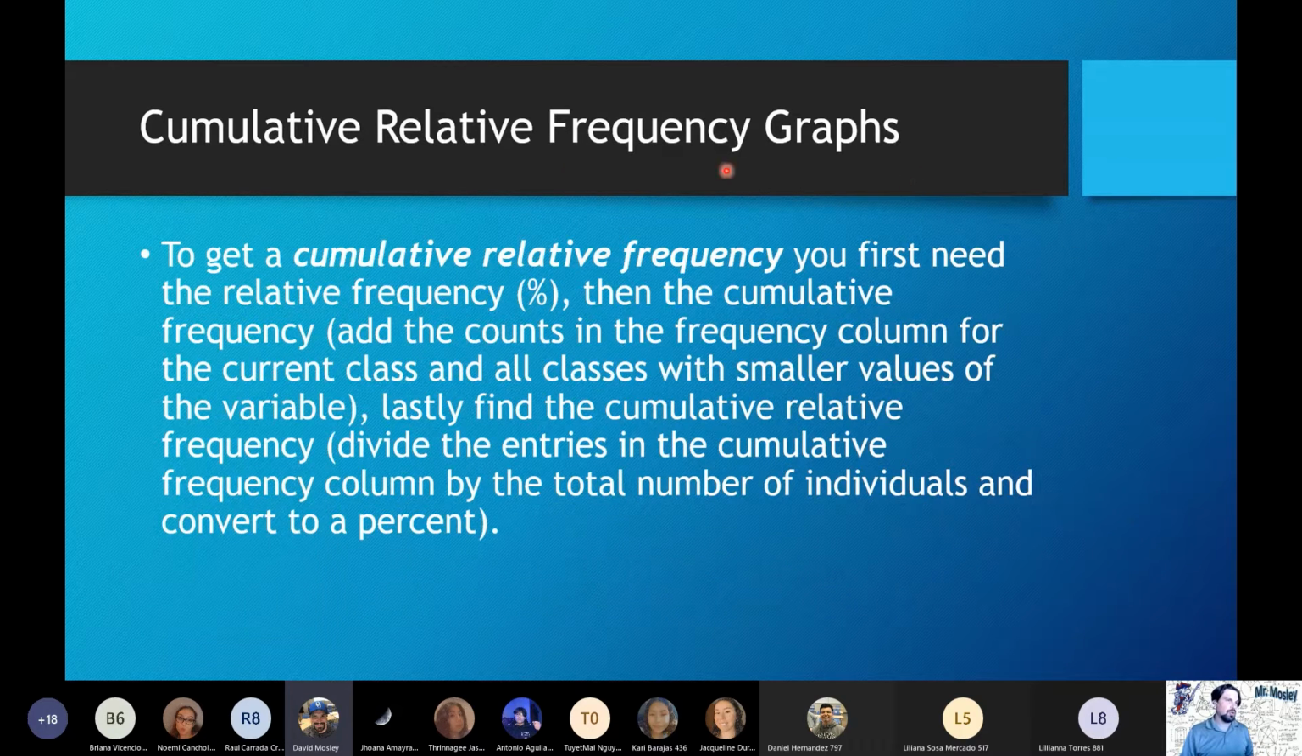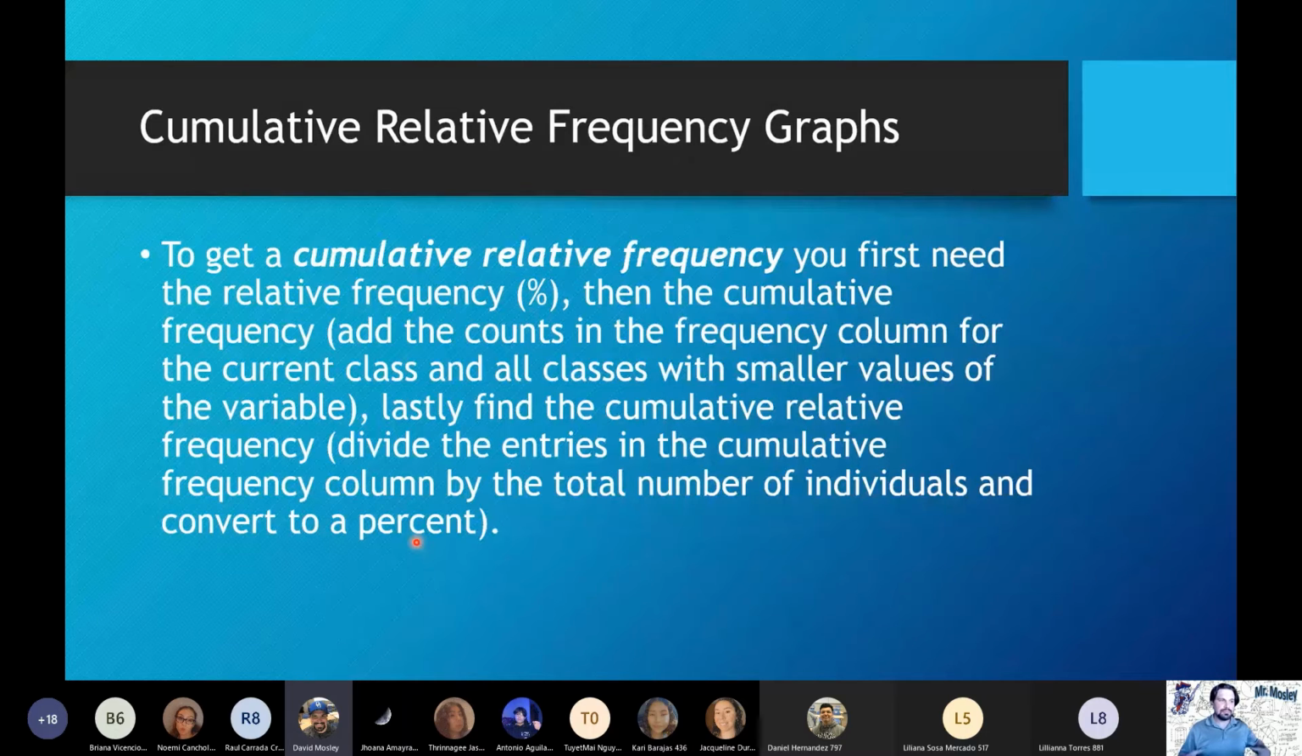Next. There's a whole lot of stuff in here, but we'll make sense of it. The next slide will help out tremendously. So our next term here is cumulative relative frequency graphs. To get a cumulative relative frequency, you first need the relative frequency, which is a percent, then the cumulative frequency, add the counts in the frequency column for the current class and all classes with smaller values of the variable. Lastly, find the cumulative relative frequency, where we divide the entries in the cumulative frequency column by the total number of individuals and convert to a percent.